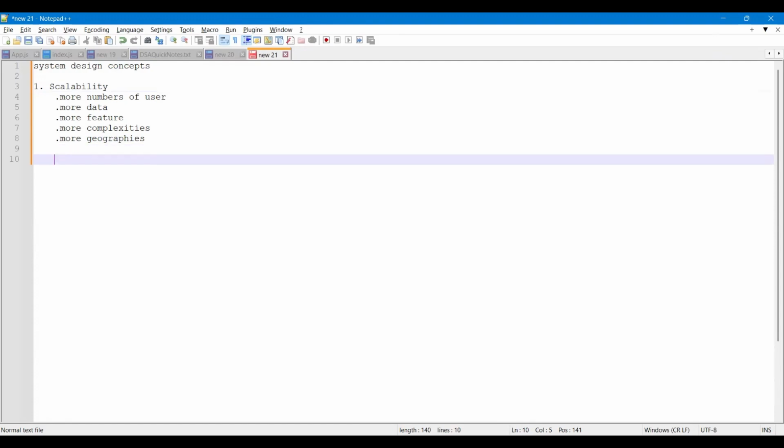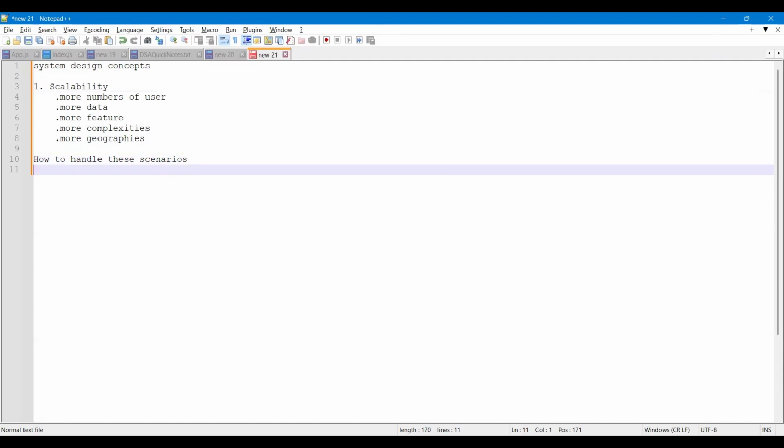Now the point is how to tackle and handle these scenarios. I'm just telling you high-level things: if somebody asks you to scale your system, what are the approaches and what should you consider? You can't apply these approaches in every scenario, but you can think based on the situation.